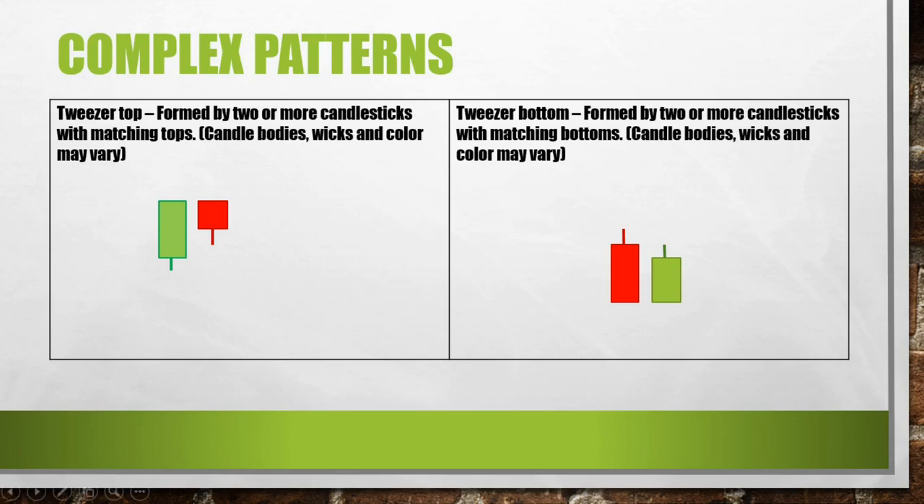Our next pattern is the tweezer bottom, formed by two or more candlesticks with matching bottoms. Candle bodies, wicks and color may vary. That means for the tweezer bottom pattern, we should have some candlesticks with the same low point. If these types of candlesticks are formed in the market, it means the market tends to go to the upside after the formation of these candles.